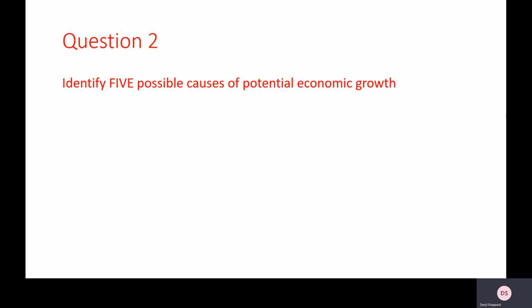Right, what I would like you to do now, please, is to identify 5 possible causes of potential economic growth. So try and identify 5 reasons why a country's LRAS curve might shift outwards. So hit pause, write down your answers, and when you're ready, please hit play.